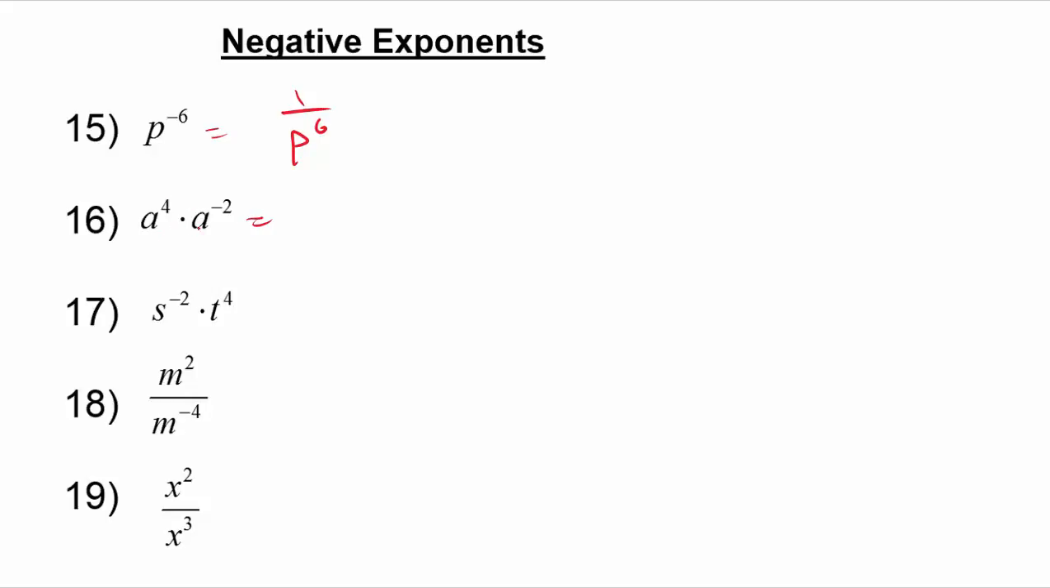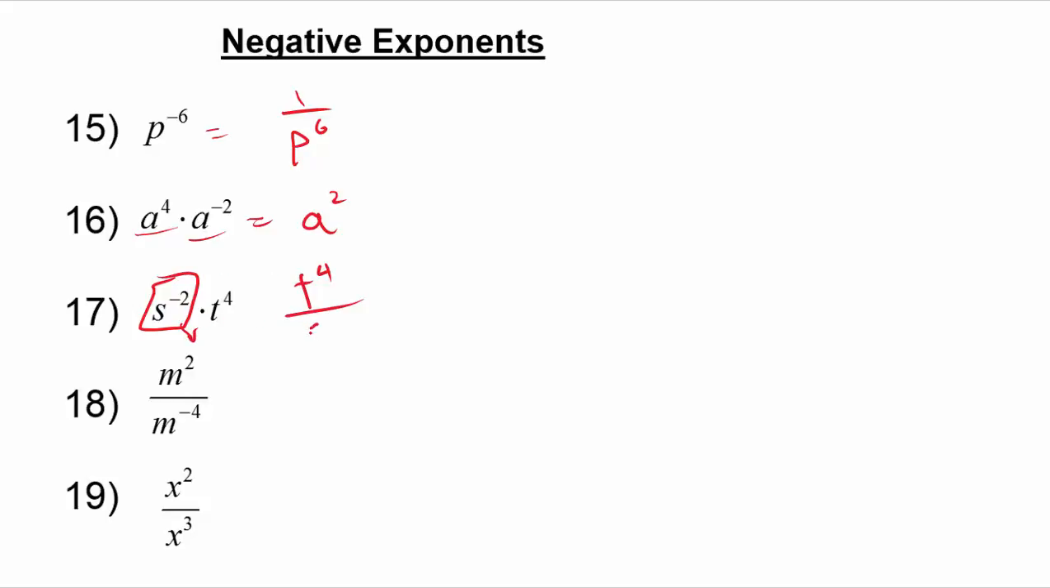For 16 here, there's a few ways you can do this. You can either move the a to the bottom right away, or let's start by just adding the exponents. We're multiplying like bases. So this would be a squared. So 4 plus negative 2 is 2. So we're left with a squared. On 17, there's not really anything to combine. I can't combine a t with an s. So all I'm going to do is get rid of this negative exponent by moving it to the bottom. The t will not move, so the t is going to stay put because t has a positive exponent.